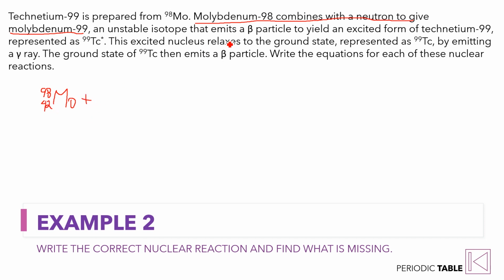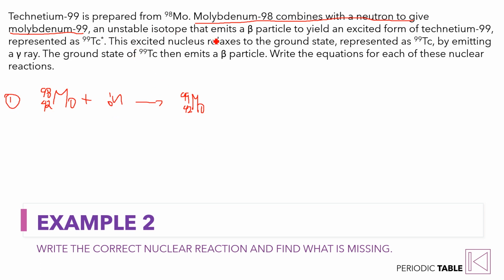So, sabi niya, the molybdenum combines with a neutron. So, ang neutron natin ay 0, 1, diba? And this one yielded a molybdenum 99. So, that's pretty much straightforward, no? So, molybdenum 99. Is it balanced muna? Yes, kasi 98 plus 1 is 99. And 42 plus 0 is 42. So, this is the equation 1.